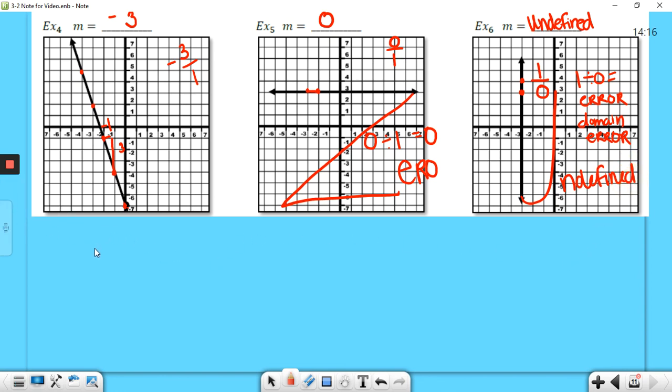All right, that concludes the lesson on slope triangles and finding slope of a graph.